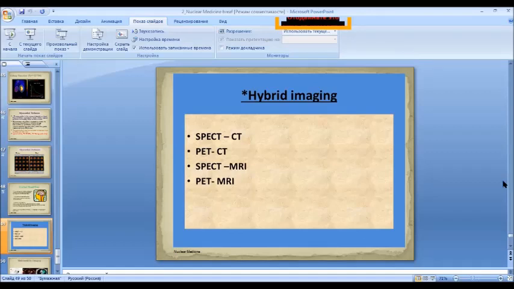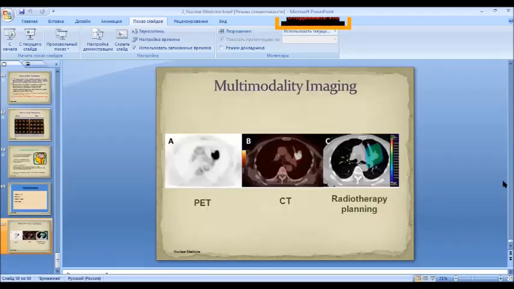In order to avoid these limitations, hybrid imaging was proposed. Combination of single photon emission computed tomography with CT or positron emission tomography with CT, or both these methods in combination with magnetic resonance imaging. What does it mean in practice?